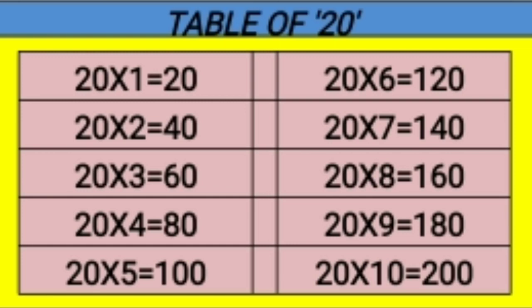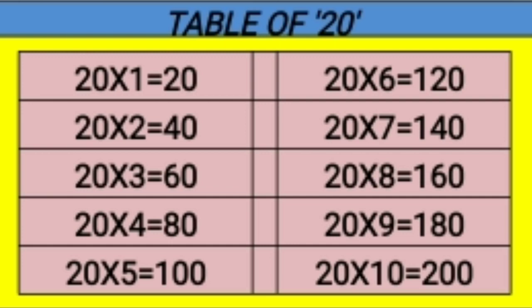20 ones are 20. 20 twos are 40. 20 threes are 60. 20 fours are 80. 20 fives are 100.